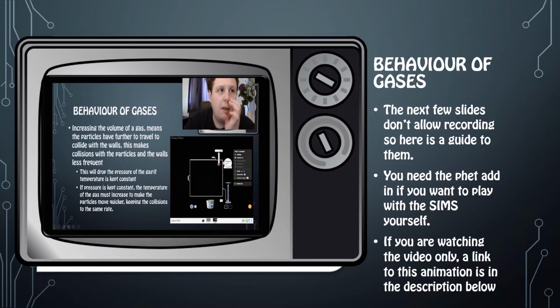So if we change the volume of the gas, let's put some gas in here again, and we'll just let this gas mingle around, like we did before. So this time, if we increase the volume of the gas, we're increasing the space the molecules have got to move, and this will make our particles collide with walls less often.